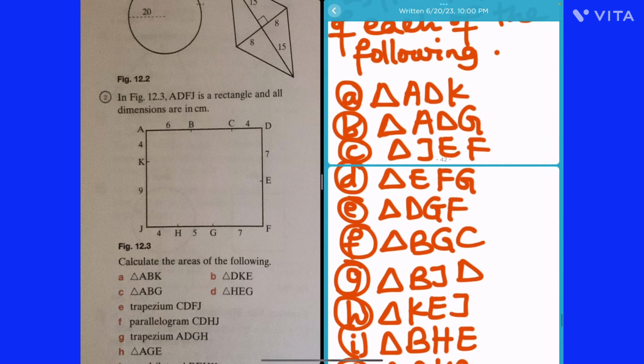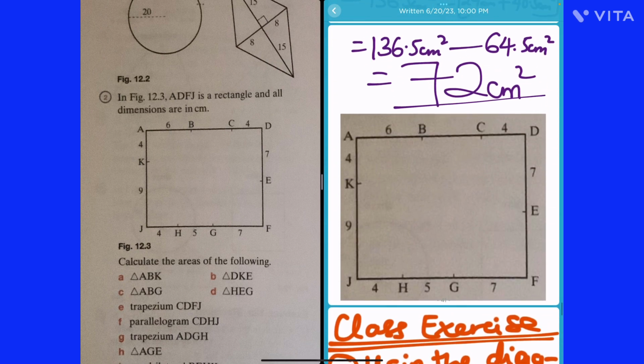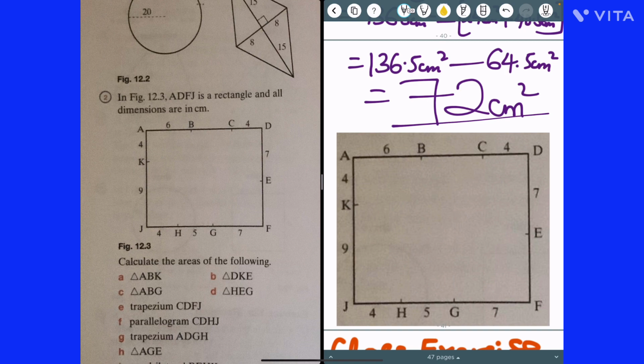Next question is G, triangle BJD. We have to find the area of triangle BJD. Let me trace that for you too. BJD is, I can trace BDJ also.